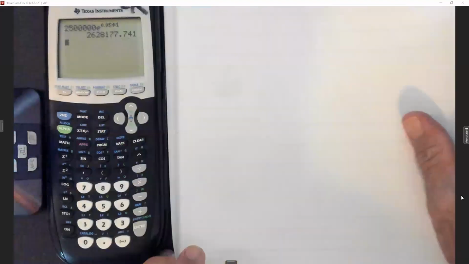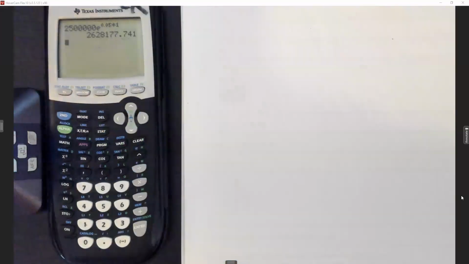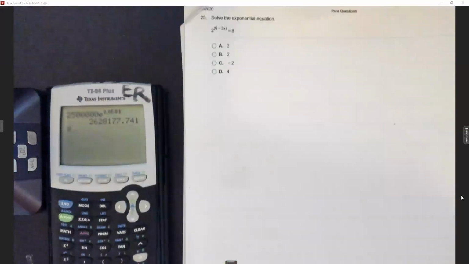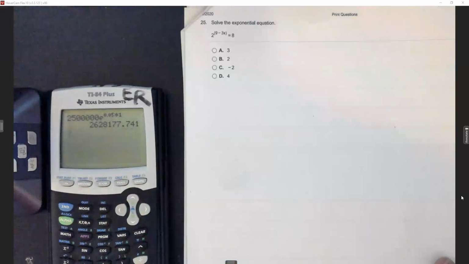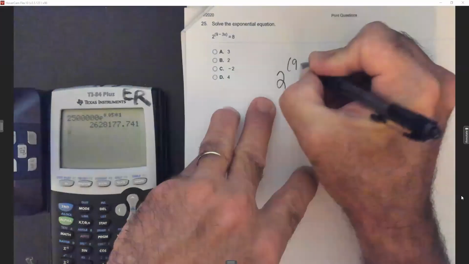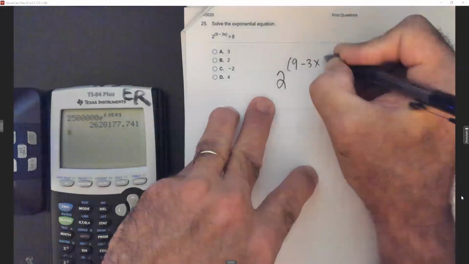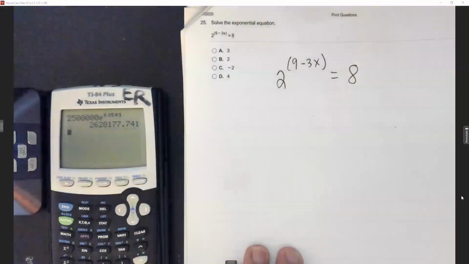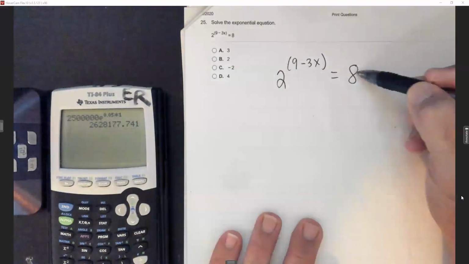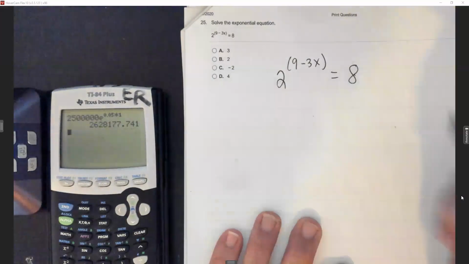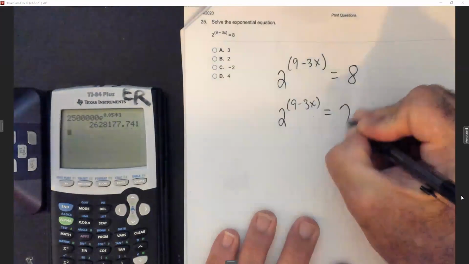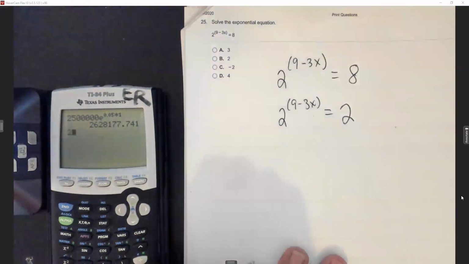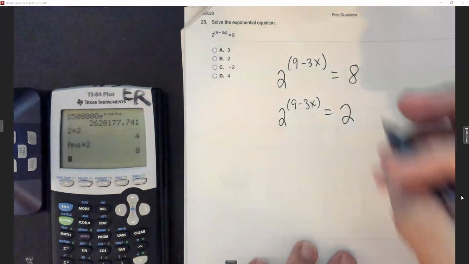Oh, y'all, then there was one. Solve the exponential equation. So I've got 2 to the 9 minus 3x equals 8. So on the exponential equation, if I can rewrite this number as this base to an exponent, I'm going to. You can multiply 2 and get an 8. Watch this. 2 times 2 is 4 times 2 is 8. So I did that 3 times, which means the exponent would be a 3.